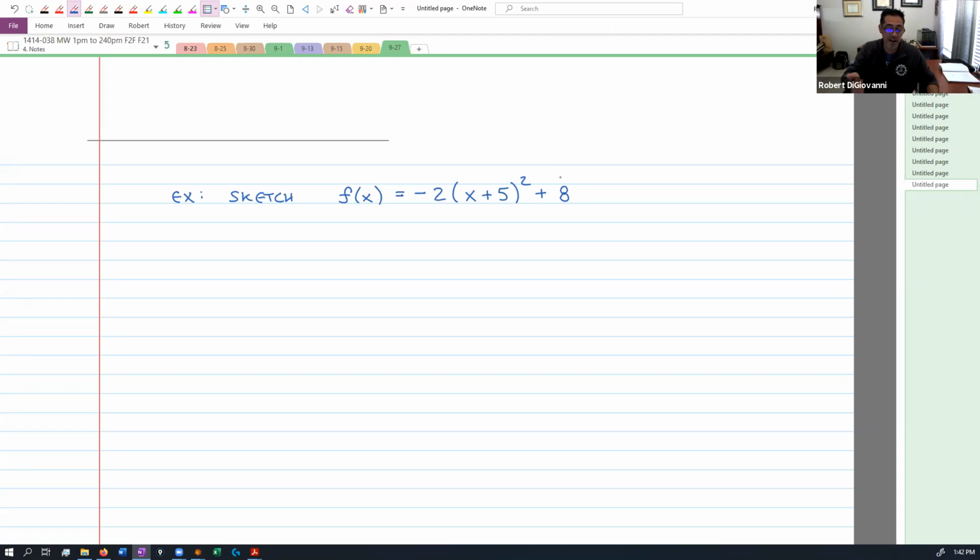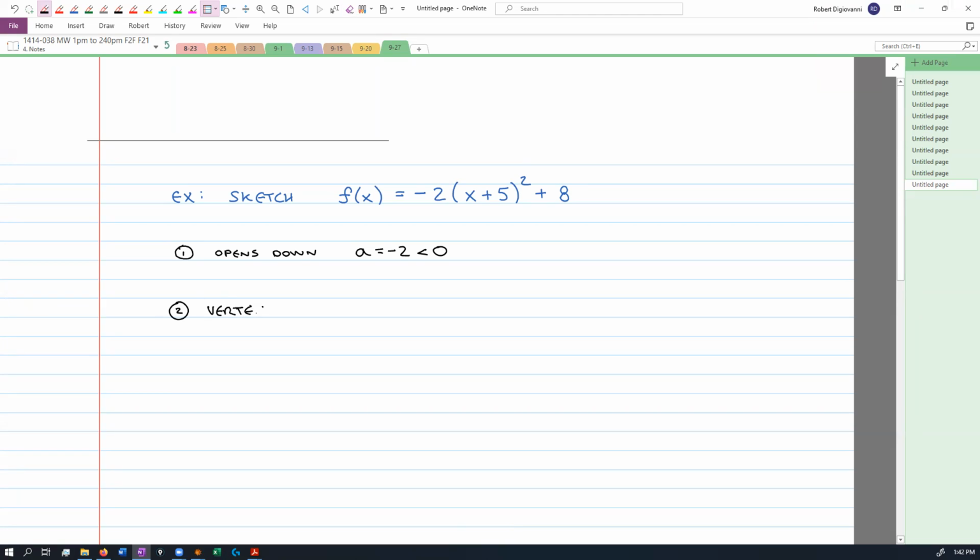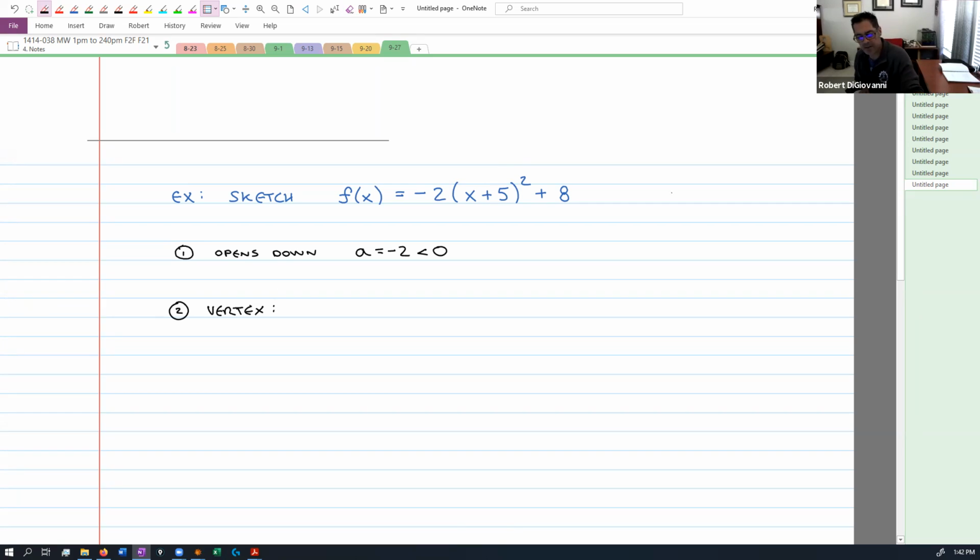All right, so you have to understand that that's a parabola first, right? First step, it opens which way? Down, right? Opens down. And that's because A is -2, which is less than 0. So we know this thing opens down. How about the vertex? It's 5, 8, right? Yeah, because it's in this form.